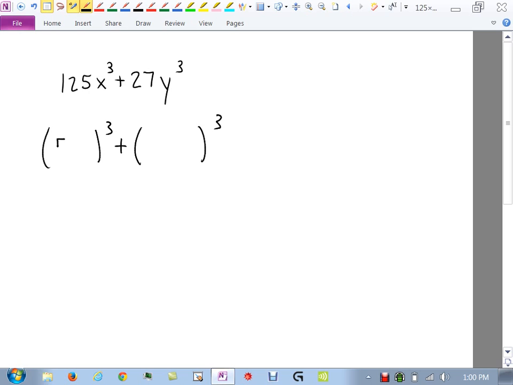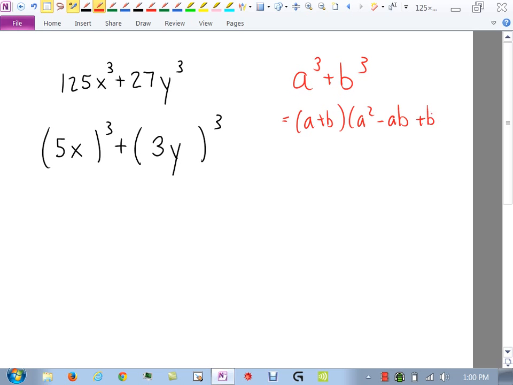It's 5, right? And then the x cubed is just x, right? So 5x. When I cube that, it's 125x cubed. Got that? Over here, to get 27, I need a 3 in there, because 3 cubed is 27. To create the y cubed, I put a y. See it? Okay, so in the formula, a cubed plus b cubed should turn into a plus b times a squared minus ab plus b squared. For us, a is 5x and b is 3y, isn't it?